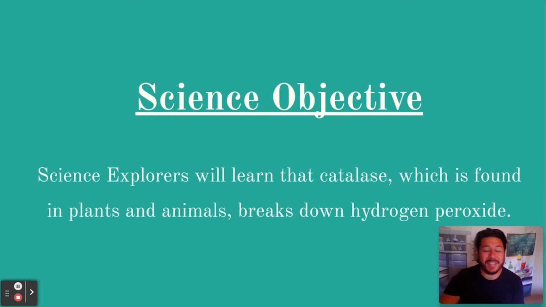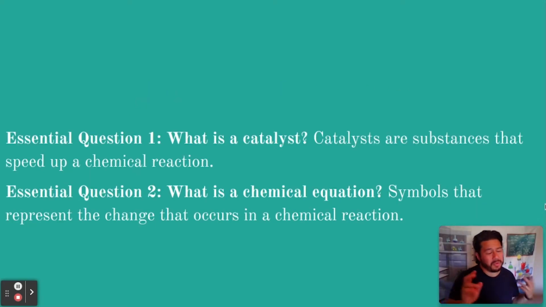Our science objective today is that Science Explorers will learn that catalase, which is found in plants and animals, breaks down hydrogen peroxide. So we have two essential questions today. First essential question is, what is a catalyst? And the second one is, what is a chemical reaction?